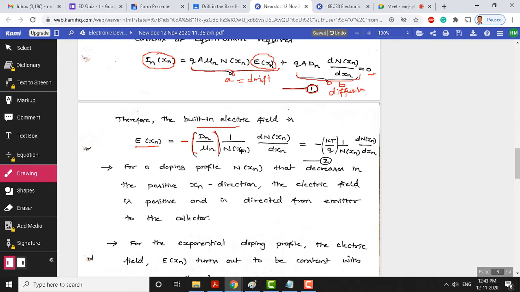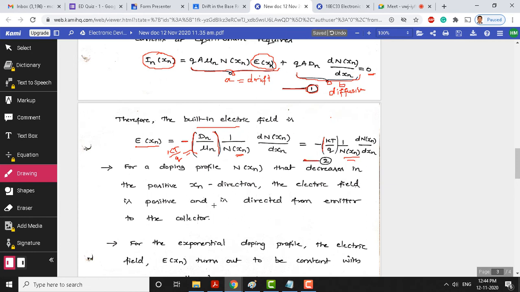N of x_N is nothing but the doping concentration as a function of distance, and dN of x_N by dx_N is the change in concentration, the concentration gradient as a function of distance. This can be written in an alternate form by using the Einstein relation. You can see that the Einstein relation D_N by mu_N is equivalent to kT by q. So, in place of this, if you substitute kT by q, you get an alternate formula. Let us call this equation 2.